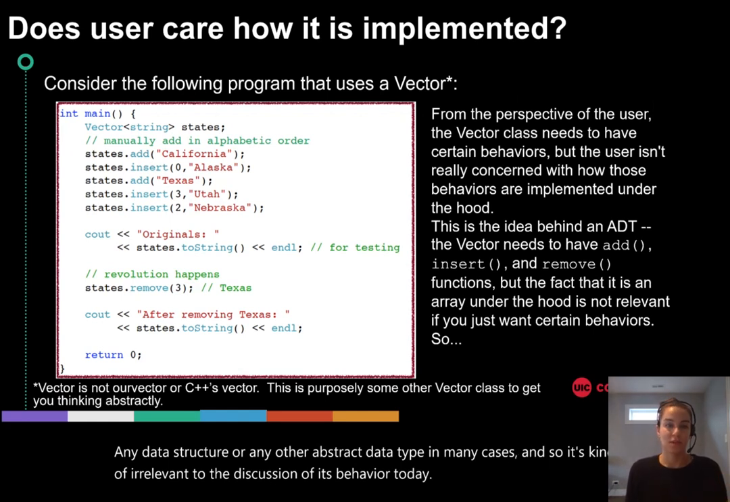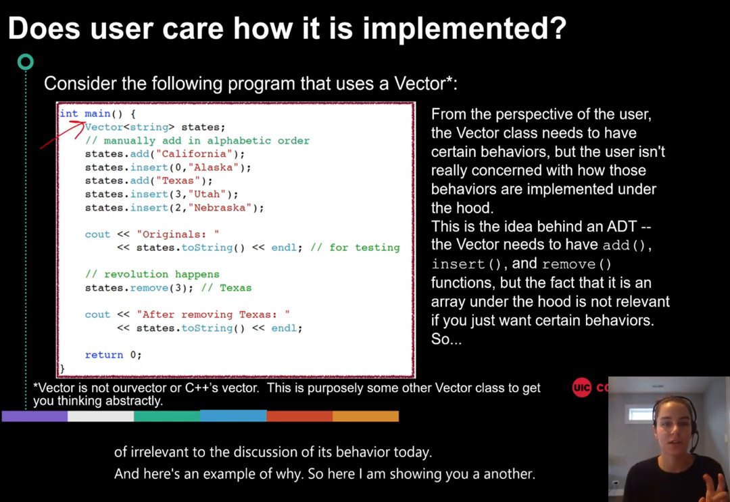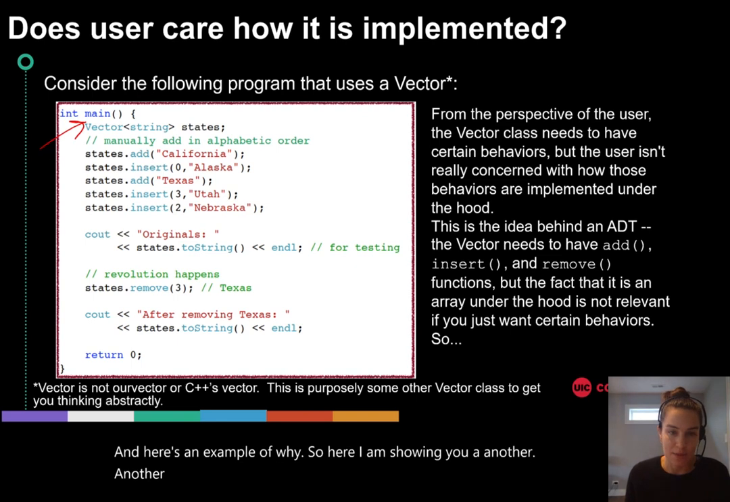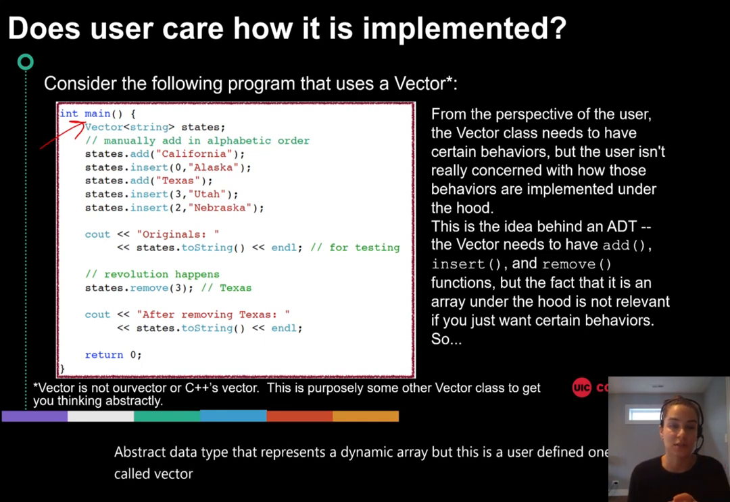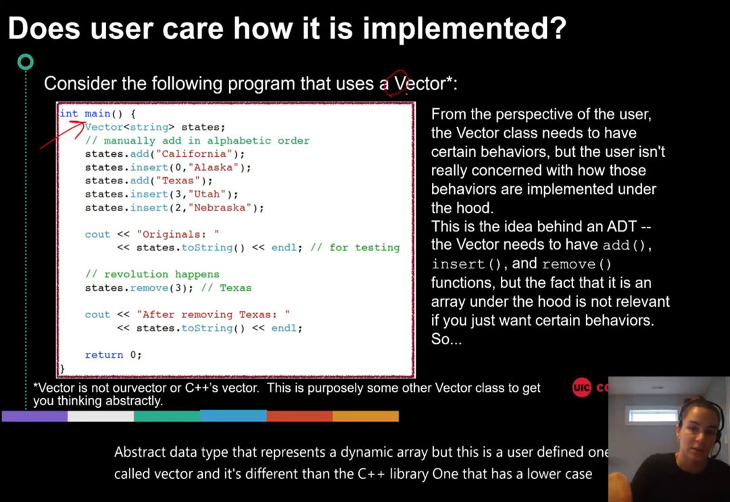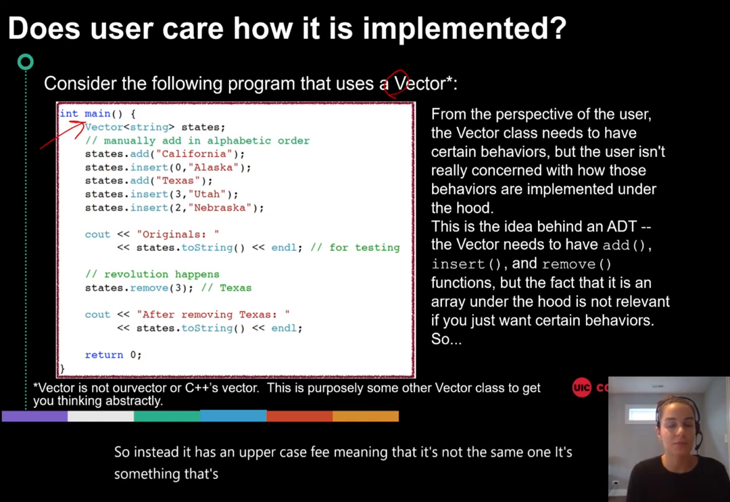And here's an example of why. Here I am showing you another abstract data type that represents a dynamic array, but this is a user-defined one called Vector, and it's different than the C++ library one that has a lowercase v. Instead it has an uppercase V, meaning that it's not the same one. It's something that's defined separately in a .h file.